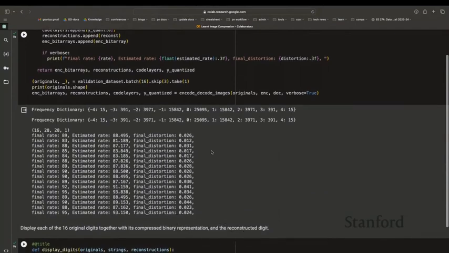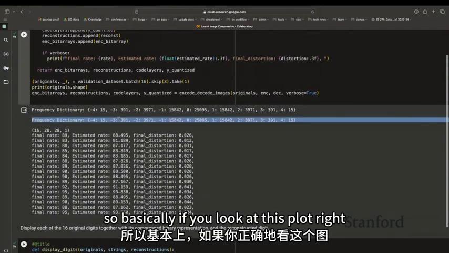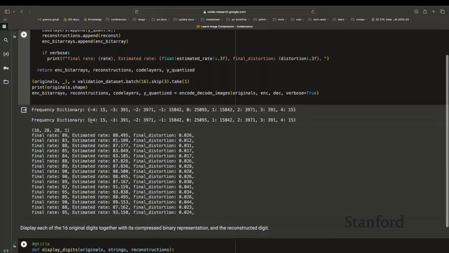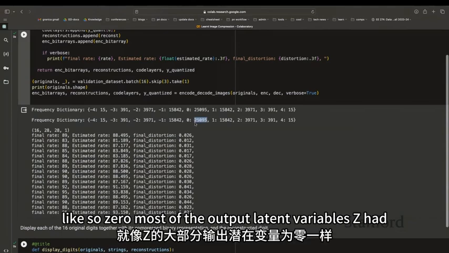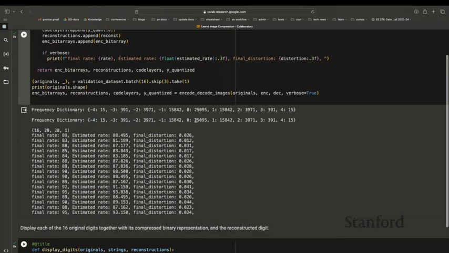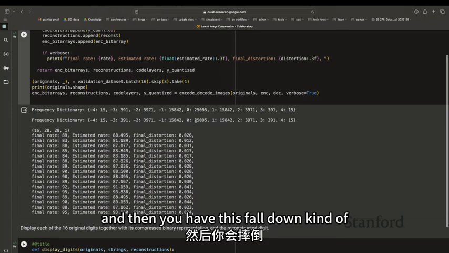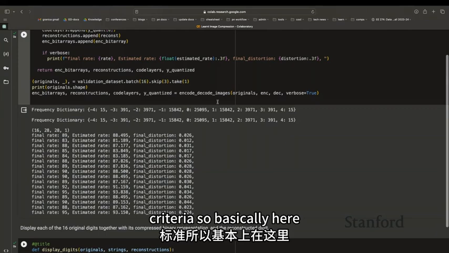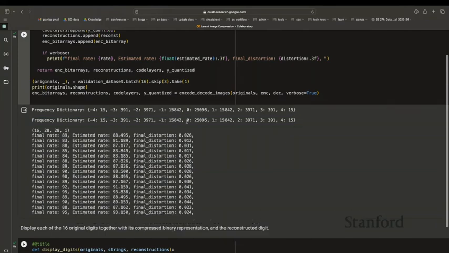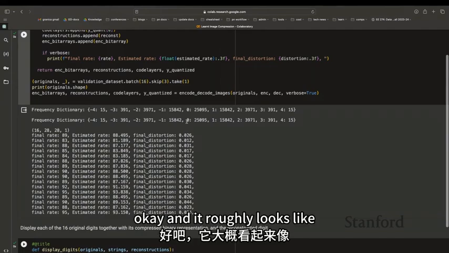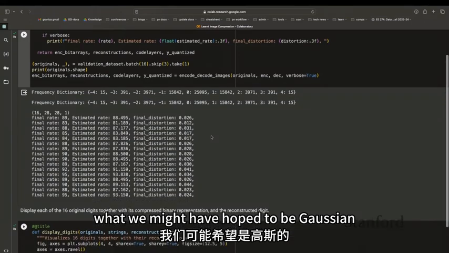Okay, never mind. So basically, if you look at this plot, now you can see this has roughly what we expected to see. Most of the output latent variables, Z hat, actually peaked at 0. And then you have this fall down. So basically here, this is what my P of Z hat actually looks like, and it roughly looks like what we might have hoped to be Gaussian.